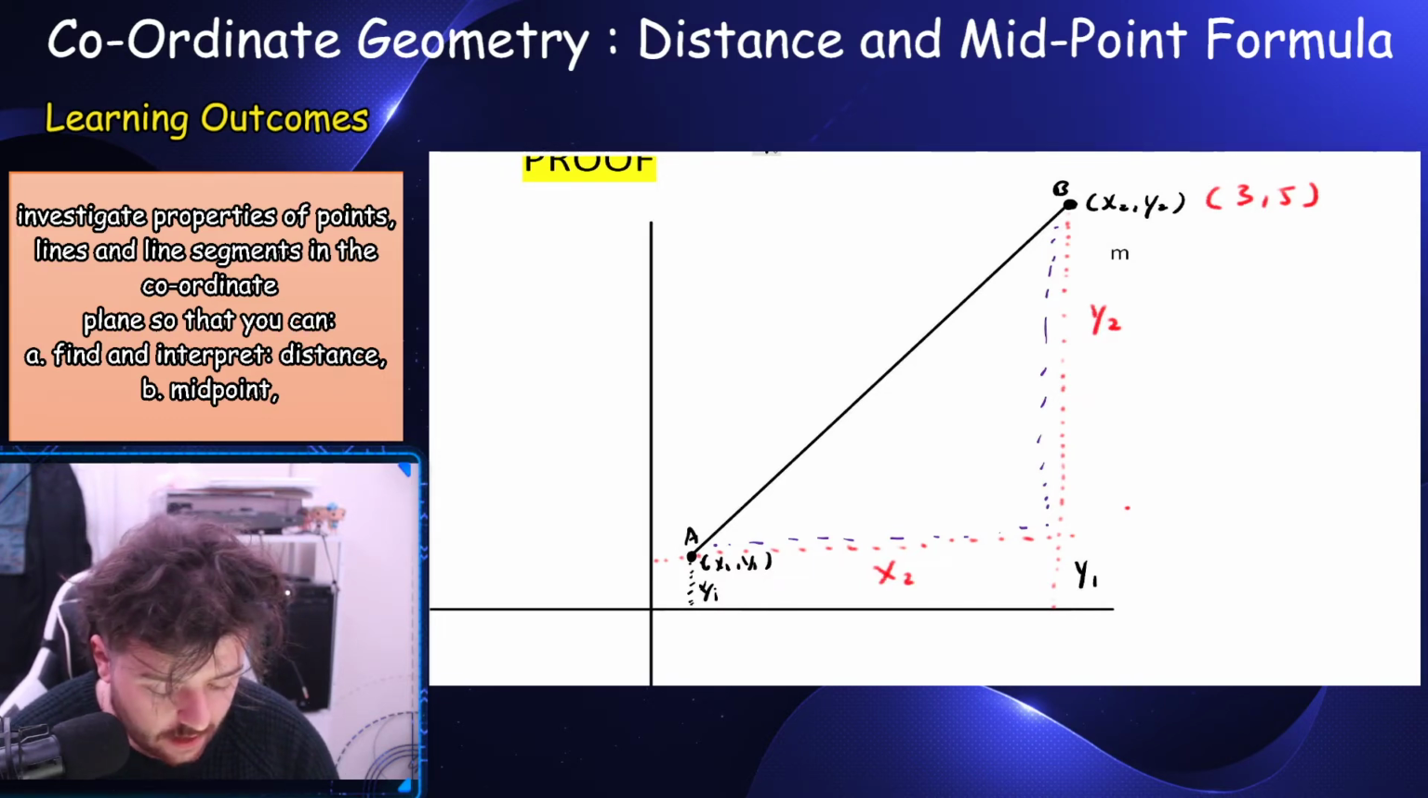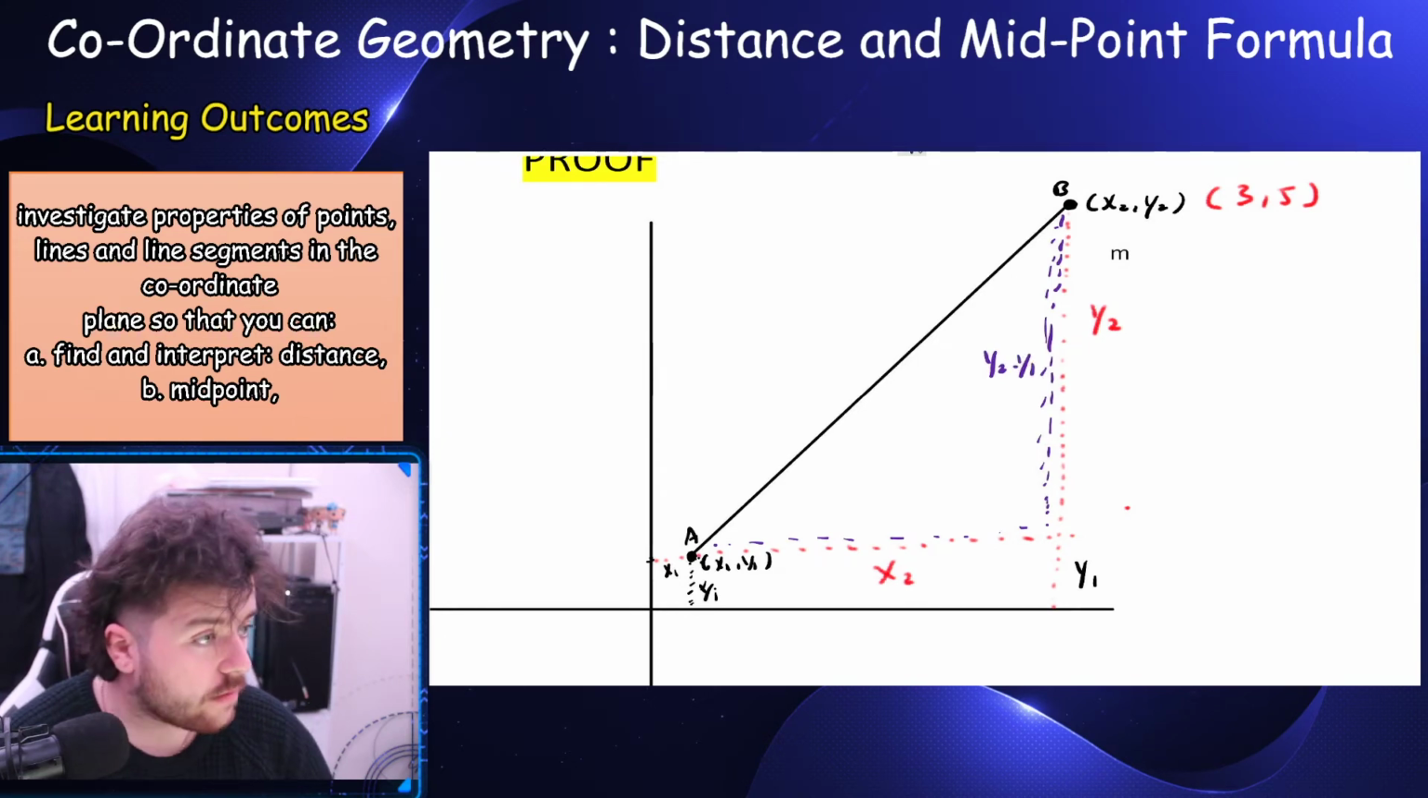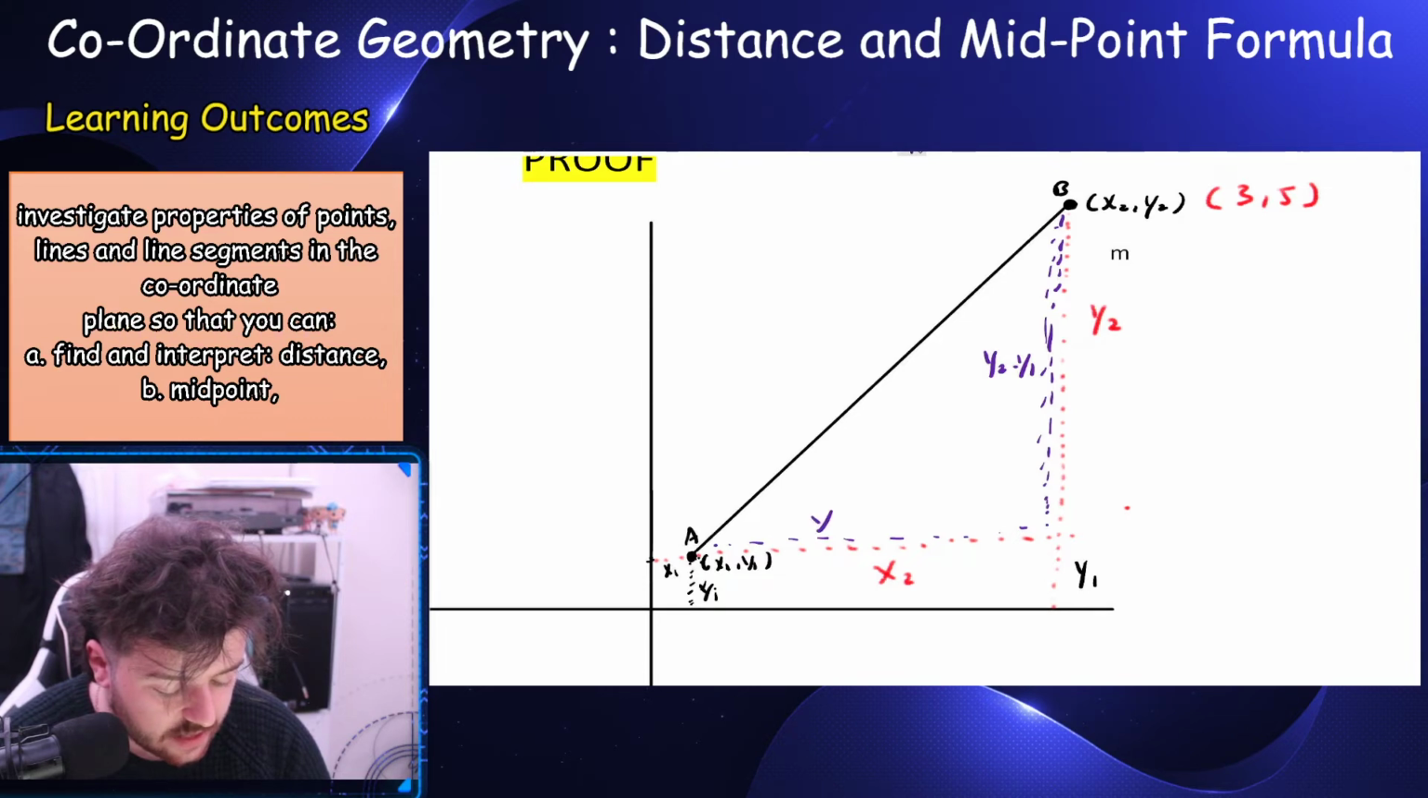And then what's the length from this point to the y-axis? Well, that's going to be x1. So therefore, the little bit from here to here is going to be y2 minus y1. And then the length of this little line segment is going to be x2 minus x1.